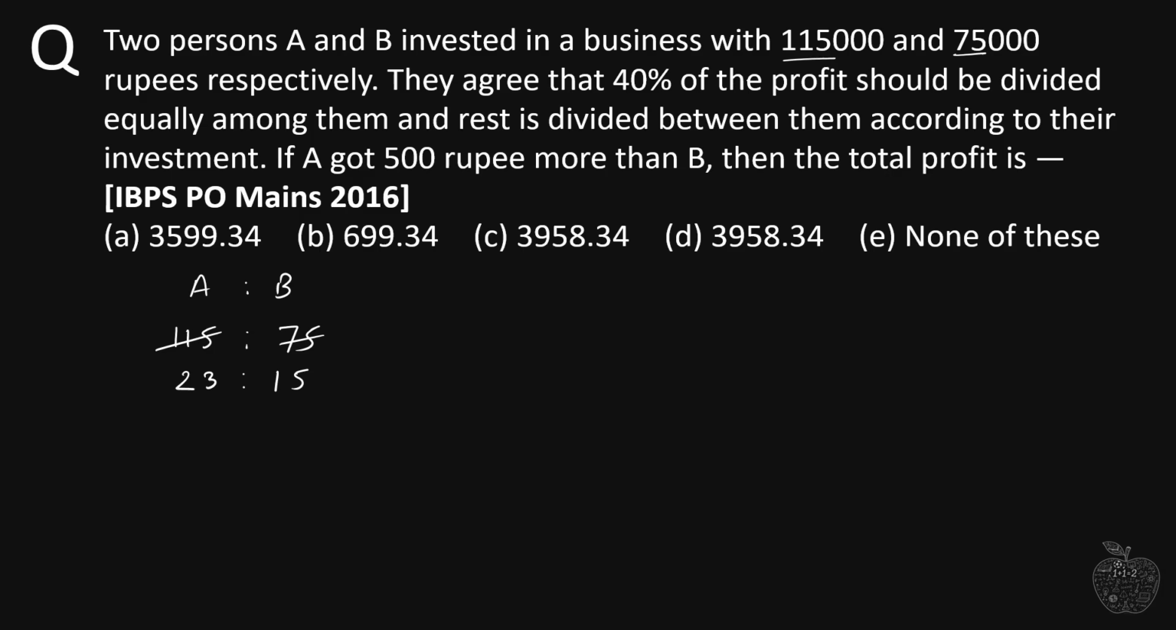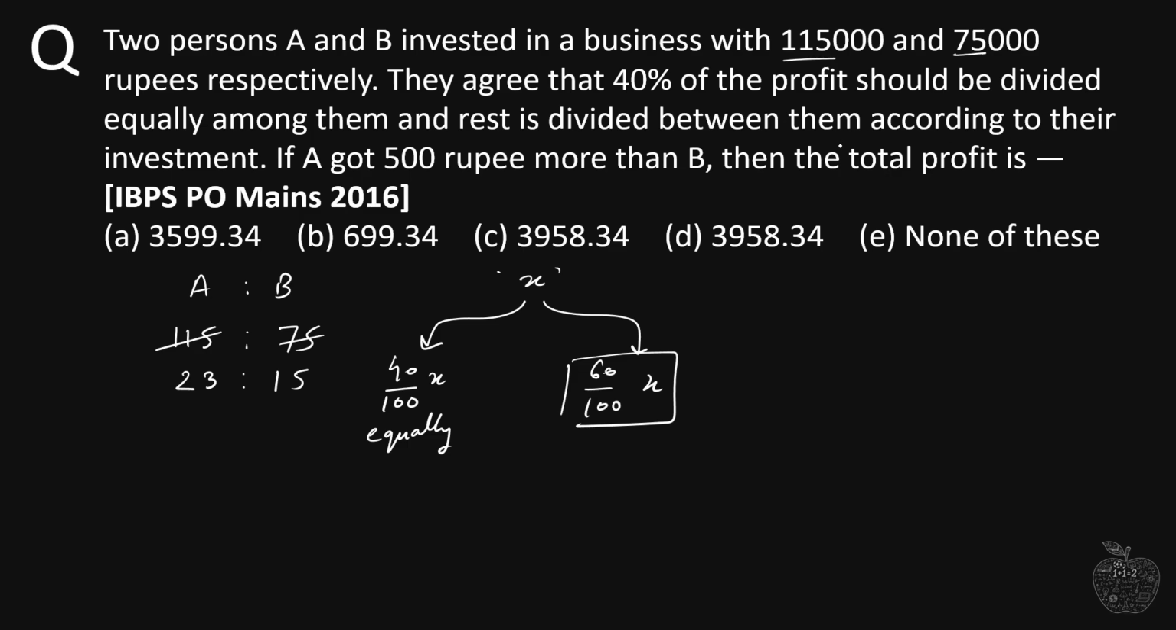Now they agree that 40% of the profit should be divided equally among them and the rest will be divided according to their investment. Let's assume that X is the total profit. Out of this total profit, 40% of X will be distributed among them equally. The remaining 60% of X will be distributed according to their investment, and we have the ratio of their investment, which is 23:15. So 60% of X will be distributed among A and B in the ratio 23:15. Right, this much is clear.